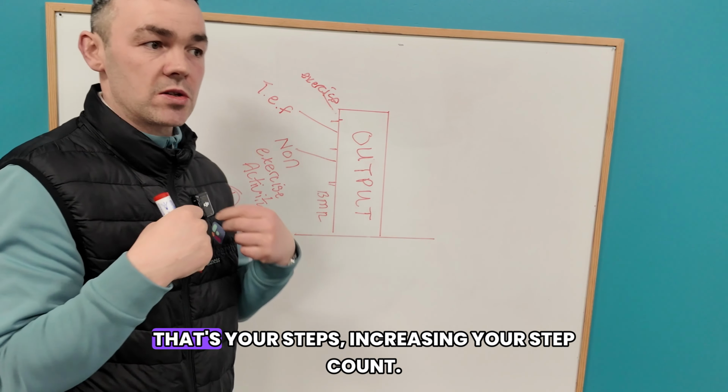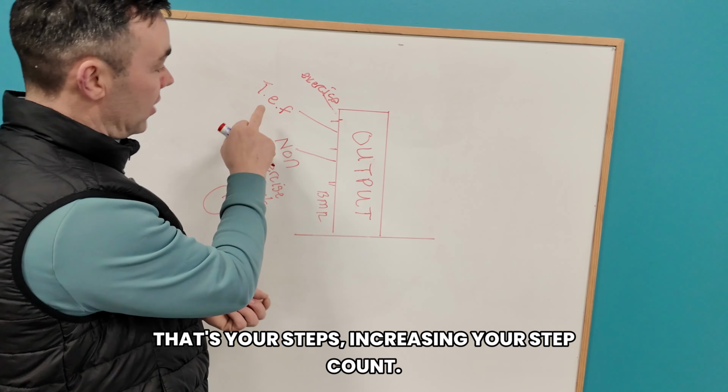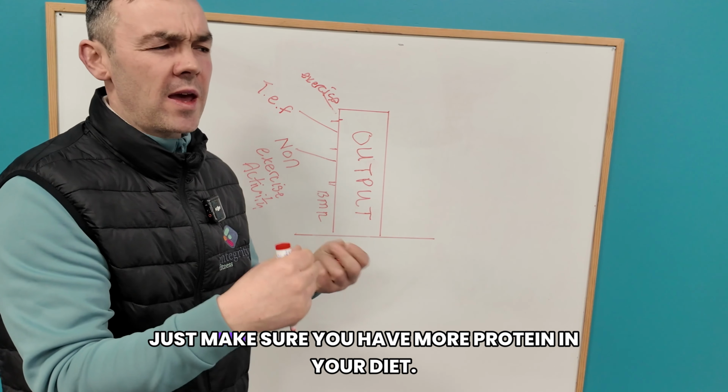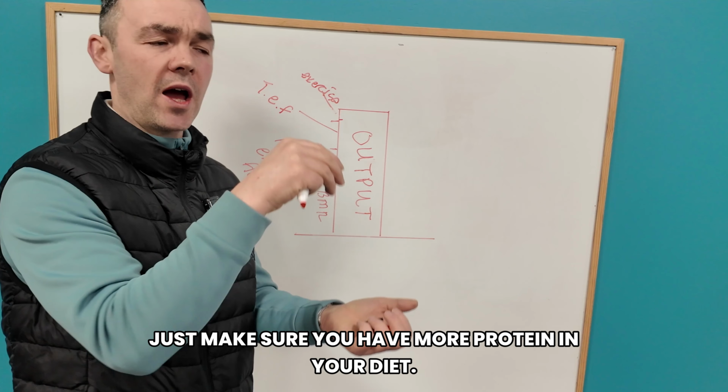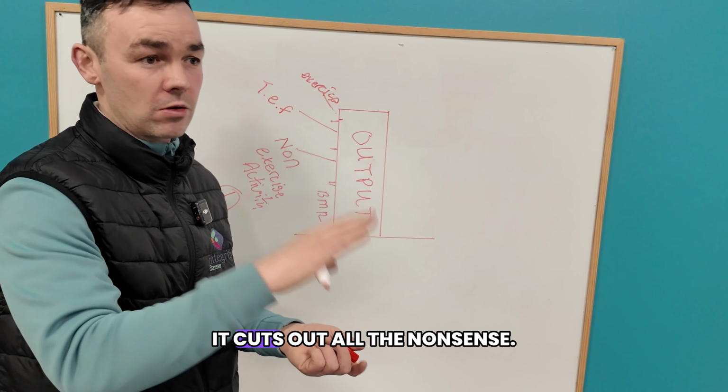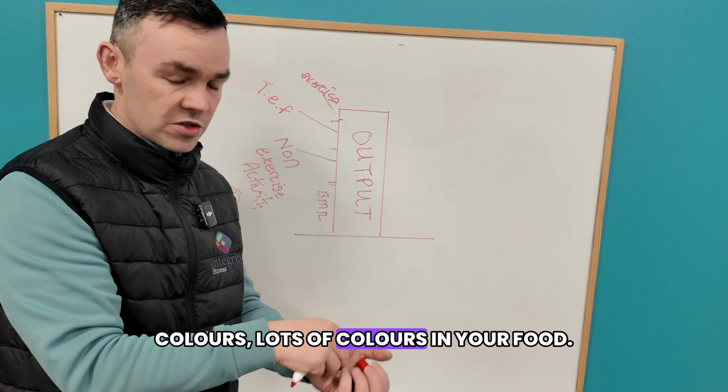Number 1, your steps, increasing your step count. And number 2, increasing protein intake and quality of your foods. Just make sure you have more protein in your diet, and also make sure there's plenty of colours in your food. It's a really safe way of doing it. It cuts out all the nonsense. Colours, lots of colours in your food.